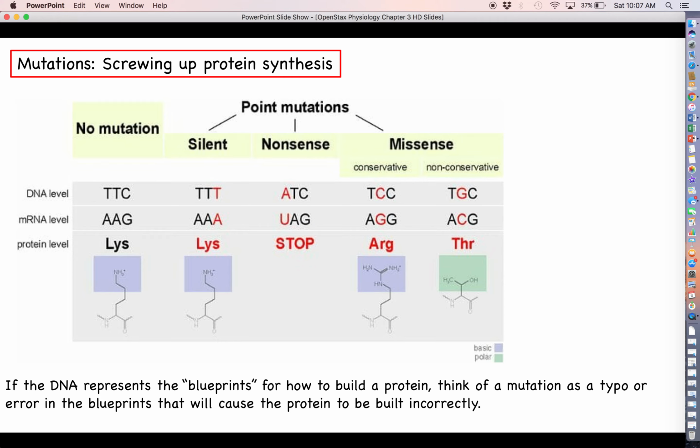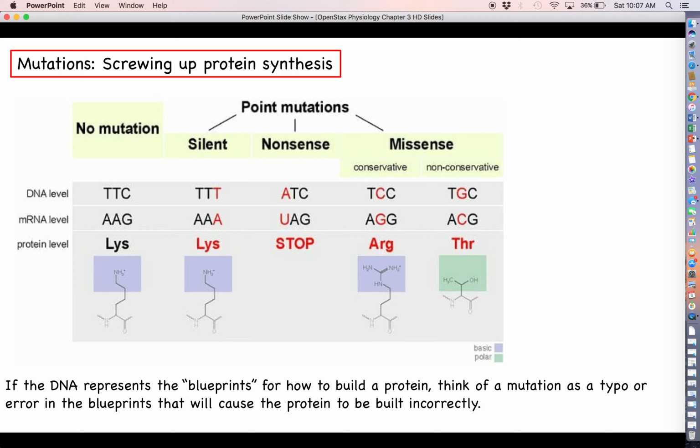One of the most common ways we can screw up making a protein is if there's a problem with the blueprints for making that protein. If the DNA represents the blueprints that tell you how to make a protein, then a mutation would be like an error or a typo in the blueprints. So imagine the blueprints for your house. Let's say that you live in a really nice brick house. Well, what if someone in the blueprints before your house was made crossed out the instructions that say to build out of brick, and instead they say build out of sand or dirt or something? Well, that's going to be a huge problem.